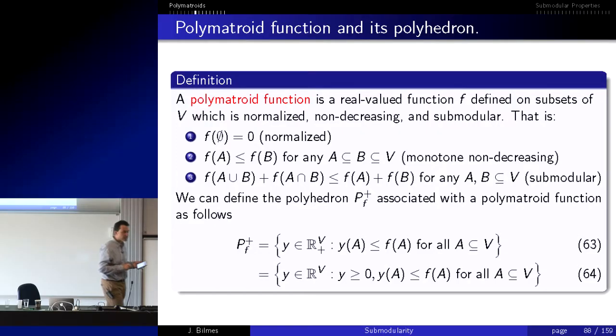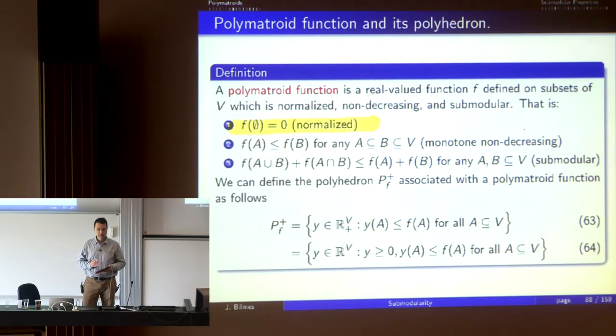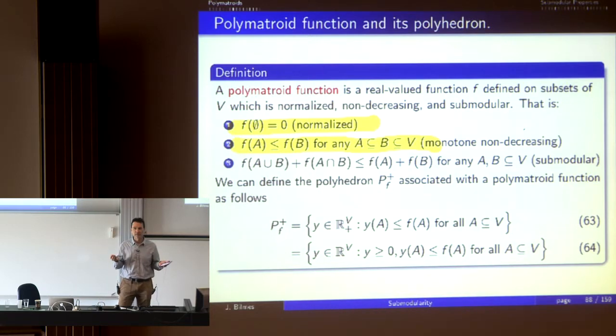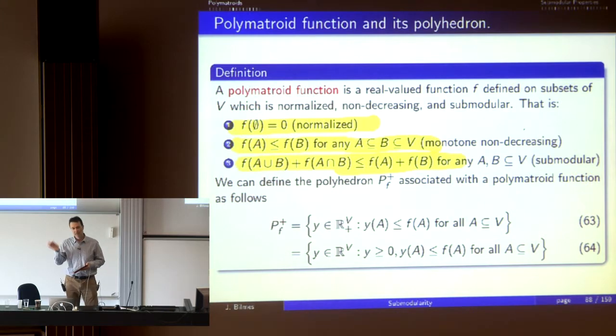I want to formally define a polymatroid function. A polymatroid function is a real-valued function f that is normalized in this sense. It's monotone non-decreasing, so as we keep adding stuff to the set, the valuation of the function cannot decrease, and it's submodular. Like I was showing before, all polymatroid functions are submodular, but not all submodular functions are polymatroids. But as we talked about yesterday, any submodular function can be represented as a sum of a polymatroid function, one that has these properties, and a modular function.